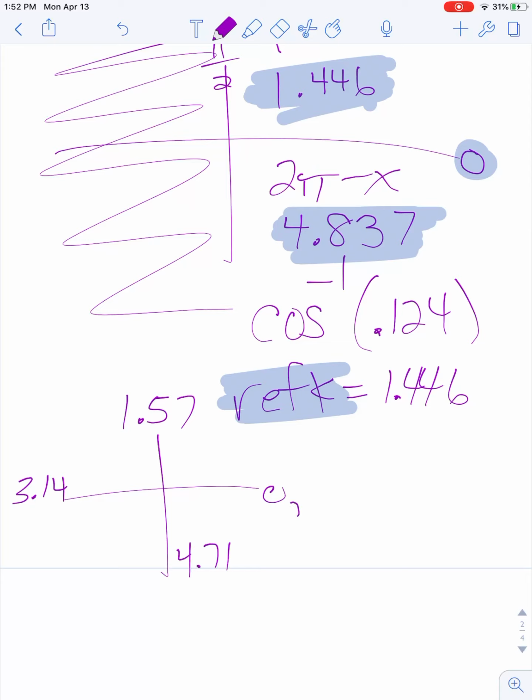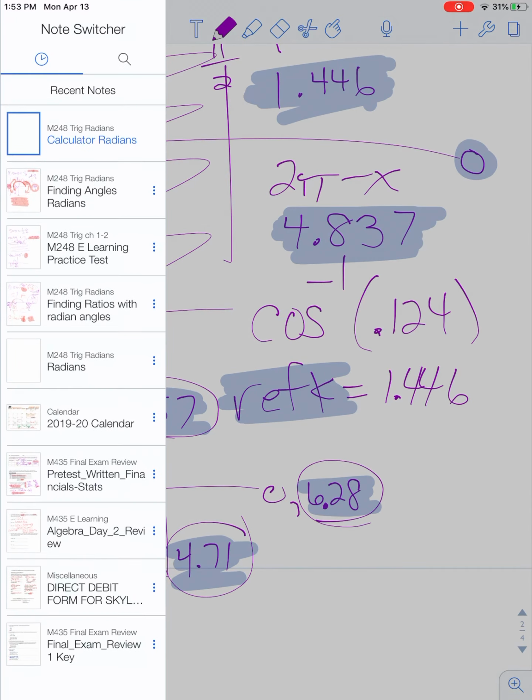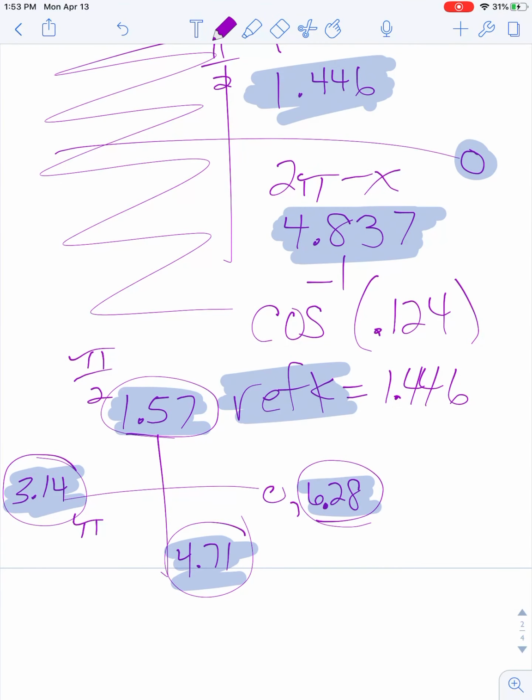This is 4.71, and this is 6.28. 6.28 is the approximation for 2 pi. So these are your ugly decimals. You should know these numbers here just as decimal approximations for your radians. Again, this is an approximation for pi over 2. This is an approximation for pi. This is an approximation for 3 pi over 2, and this is an approximation for 2 pi.